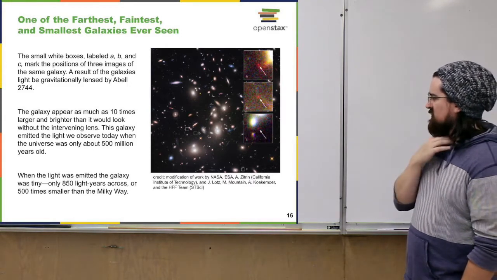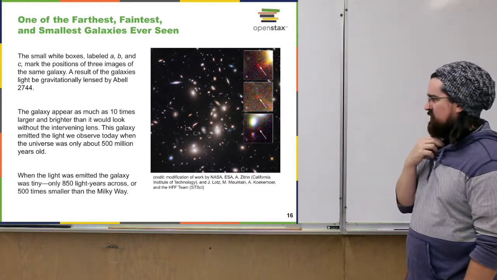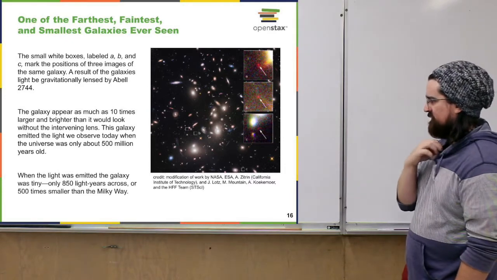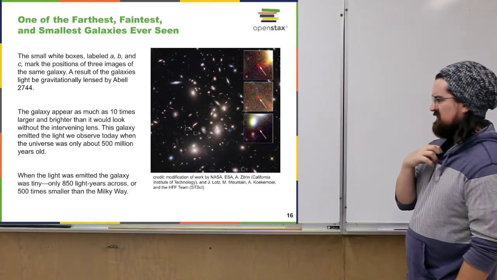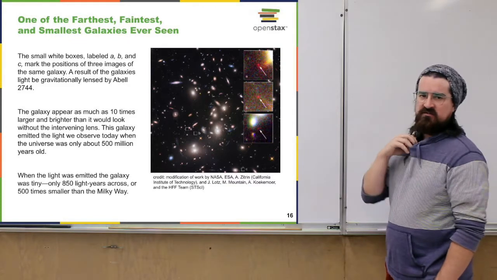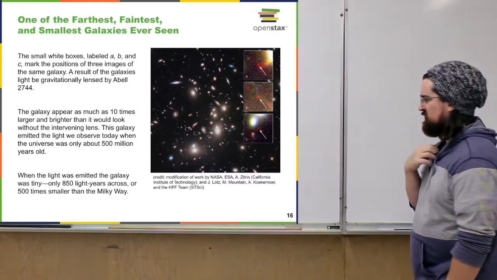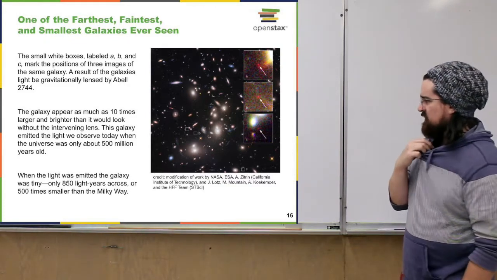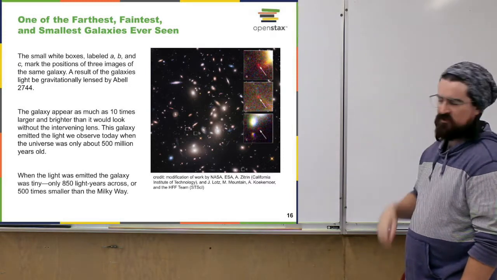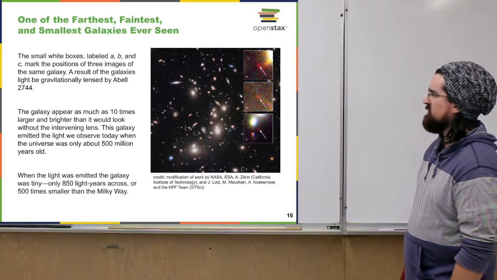This galaxy is very early on in the history of the universe, only 500 million years after the beginning. And like I've been telling you, these galaxies very early on are rather small. This one is only 850 light years across, 500 times smaller than the Milky Way galaxy.